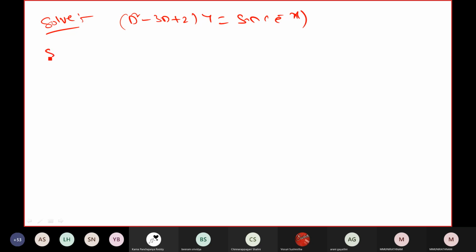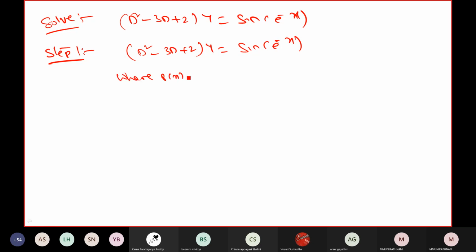So what is our step 1? Already the coefficient of d square is 1, so there is no worry. Where P of x is what? Anyone? P of x is minus 3. What is Q of x? Plus 2. What is R of x? Sin of e power minus x.